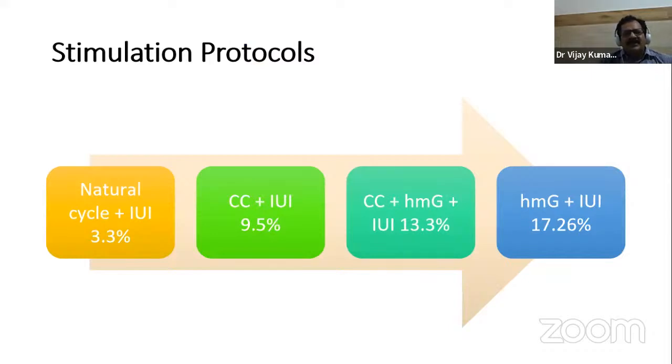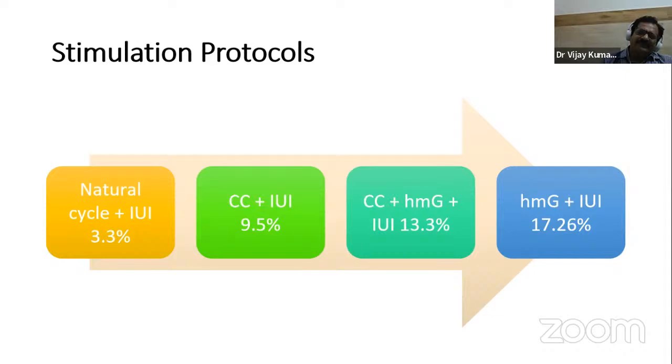So as I said, there are various stimulation protocols. Either we can do the IUI even in the natural cycle, but here the success rate is about 3.3%. But in some cases, the IUI can be done with clomiphene citrate usage. Clomiphene citrate is used for the ovulation induction, and the IUI is timed at the time of the ovulation. So again, here the success rate is around 10%.